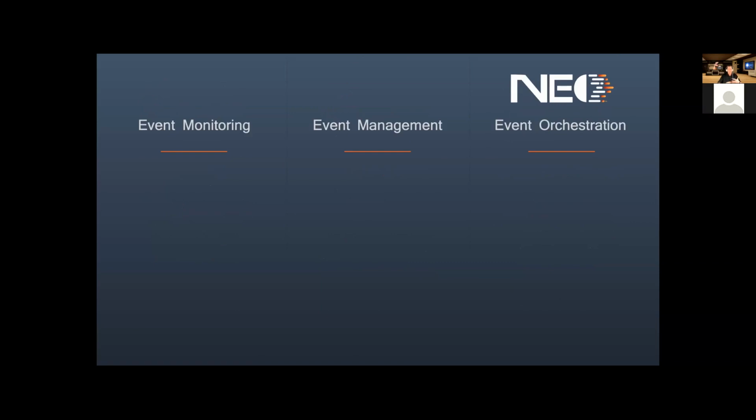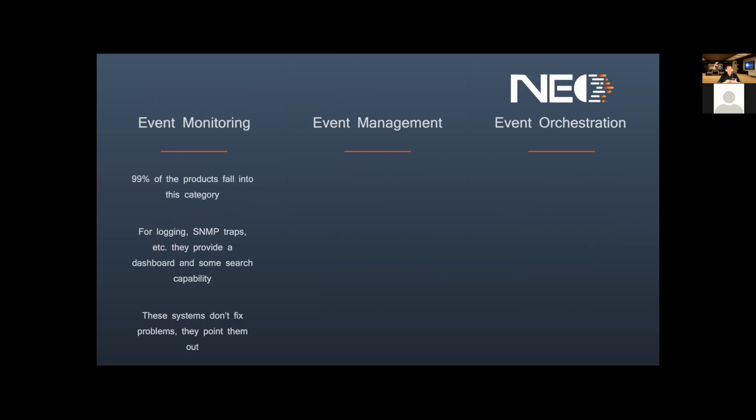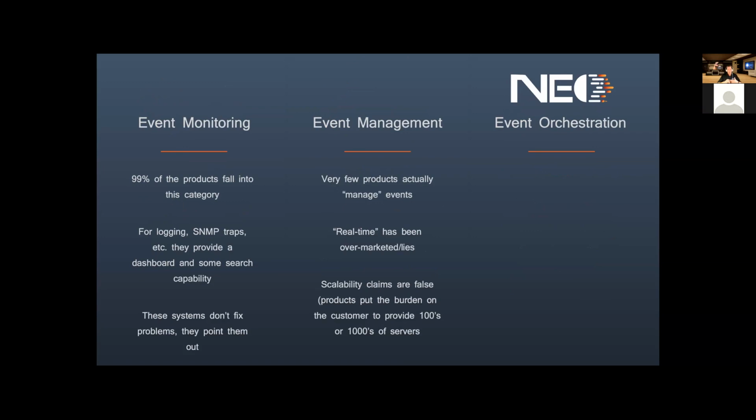So three main areas for event management. Event monitoring is what you see in most products today, and that is that kind of ad hoc or post-mortem searching capability. And again, they don't fix problems, they point them out. The next part is management, and very few tools actually do this. The other problem is a lot of them will market real time, but they don't really define real time. Is that 15 minutes, 10 minutes, 1 minute, or 1 second?